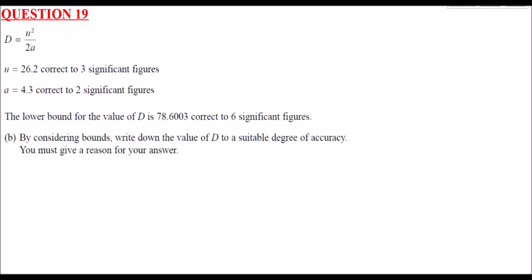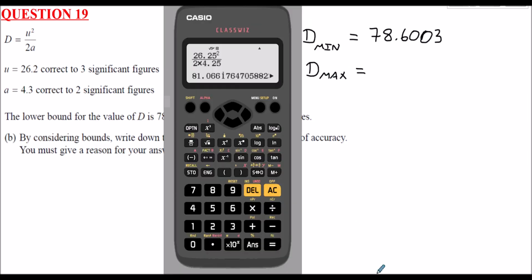So, for part B, we're told that the lower bound for D is 78.6003, correct to 6 significant figures. So I'm going to write this as D minimum. So the lowest value of what D could be is 78.6003. And if I just remind us of what D maximum was from before, let's get the calculator again, 81.0662.